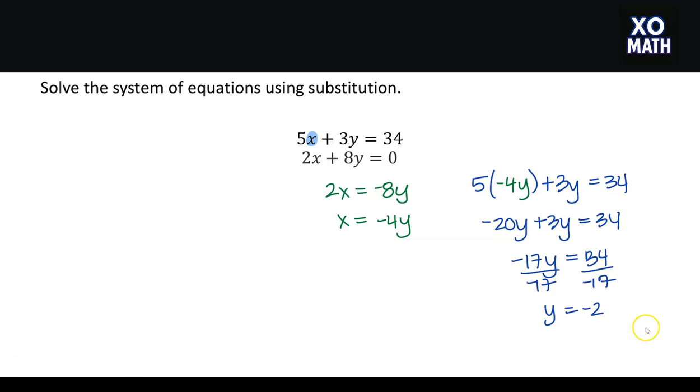If we substitute that negative 2 back into x equals negative 4y, we get x equals negative 4 times negative 2, which is positive 8. So my solution is (8, negative 2).